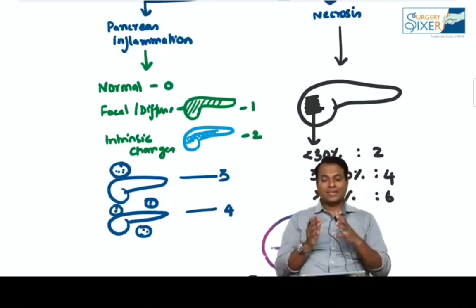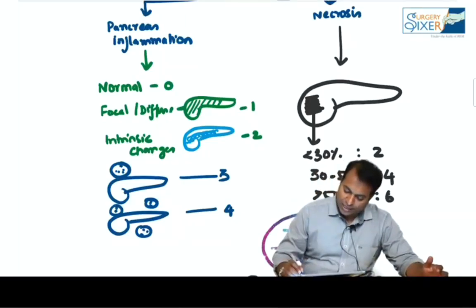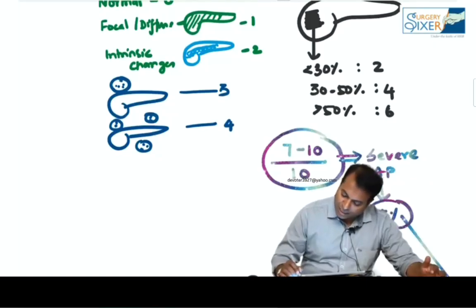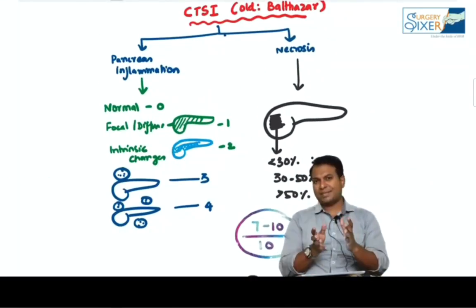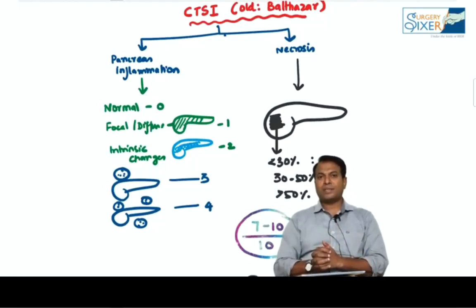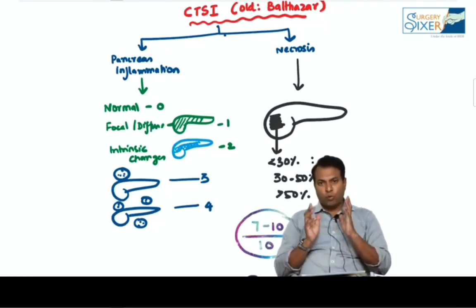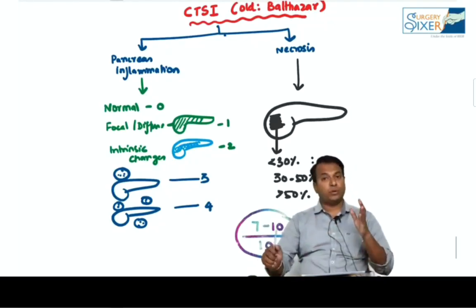So when will you say the scoring is severe acute pancreatitis? When the score is 7 to 10, it is known as severe acute pancreatitis, which has a mortality of around 17%. So this is a very well used scoring system known as the CT severity index score. It is very simple. I will show you the CT scan. Just by seeing the CT scan, the radiologist will give the scoring. When the score is greater than or equal to 7 up to 10, it is known as severe acute pancreatitis. The patient is going to die 17% of the time.